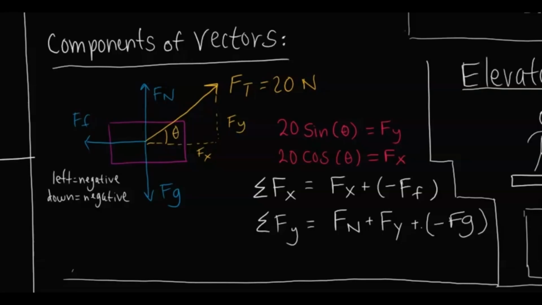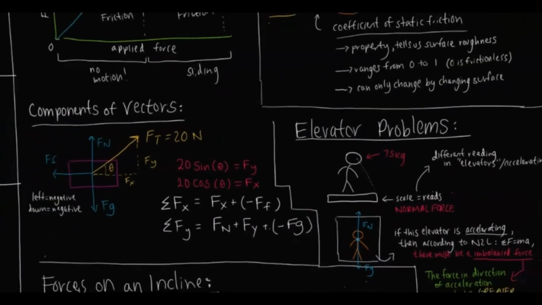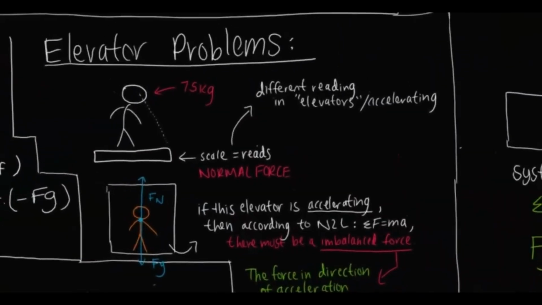All right, I think the next thing I want to go to is actually elevator problems. So the elevator problems are a pretty simple topic, but basically what you need to know is that when you step on a scale, it's reading the normal force. So what this means is when you step on a scale, let's say on Earth versus on the moon, that's going to be different, right? Your mass is different from your weight.